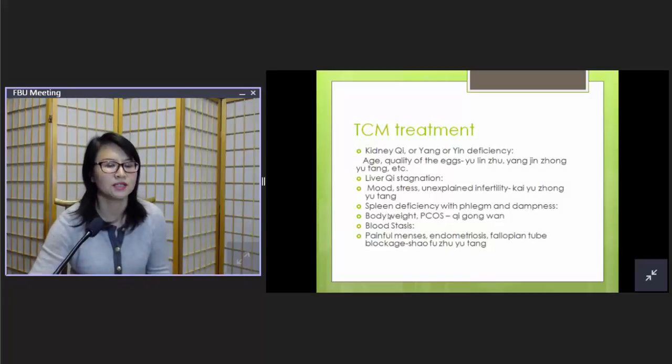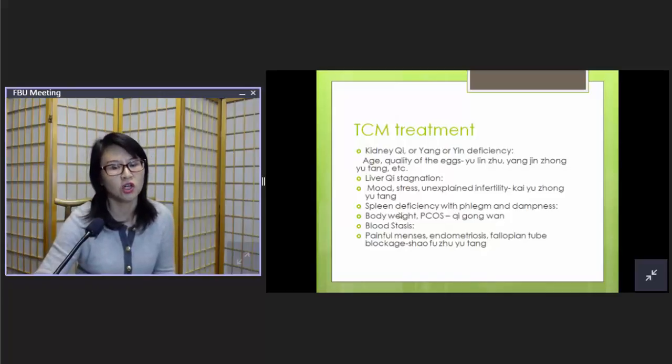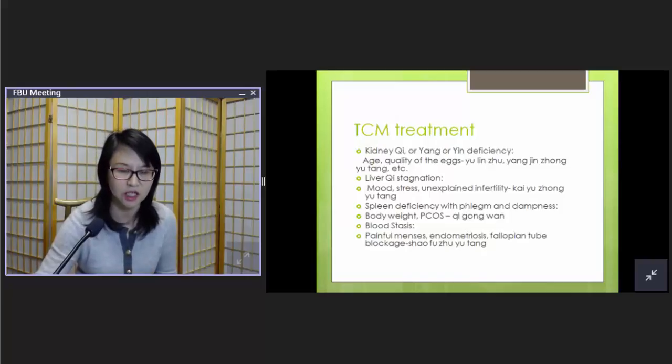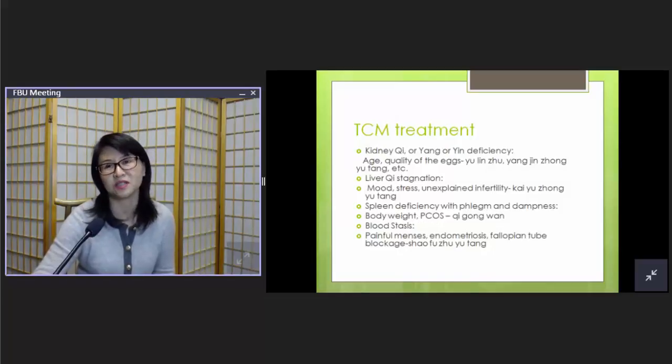And then the third one is what we call spleen deficiency, which causes dampness. In this case, the spleen is deficient, so metabolism is not very good. Normally you will see those patients are overweight, or clinically they are diagnosed with PCOS. In this case, we use herb to tonify the spleen, remove the dampness, dry the dampness, and normally it works. The patient may ask me, do I need to lose weight to the ideal weight so I can conceive? Not necessary. Just remove the dampness, and then you can conceive.